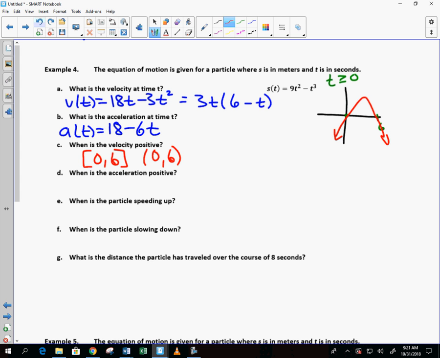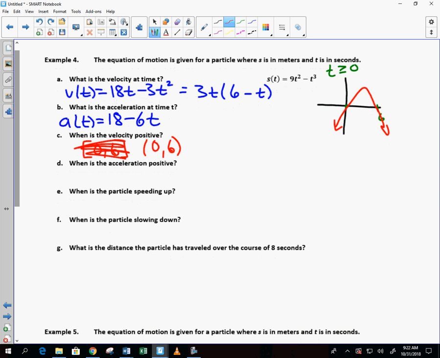So we would say this. We would say that at 0, the velocity is 0, so it's not positive. So I would say that this would be correct. Okay. When is the acceleration positive? Well, now I need to look at the acceleration graph. And if you consider the acceleration graph, again, you could factor out a 6, and you'd be left with 3 minus t.